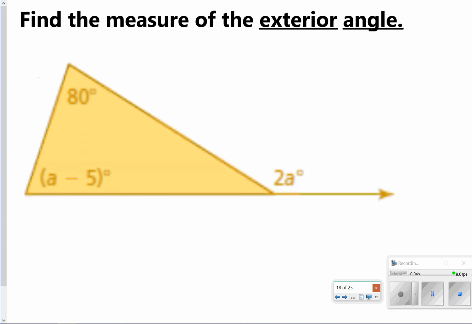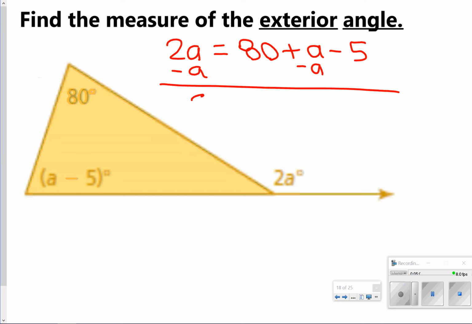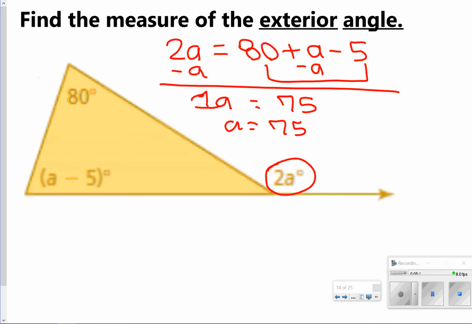Okay, these last two that you're going to see, it is very, very important to write an equation. I'm going to start off by saying 2a, which is the exterior angle, is equal to 80 plus a minus 5. Okay? And then I'm going to start getting a all by itself. So I'm going to subtract a to get 1a or just a. And then this 80 minus 5 is actually going to give me 75. So a is equal to 75, but that's not where I'm going to stop because my exterior angle says 2a. So I need to just take the a, 75, and multiply it by 2 to give me 150 degrees.